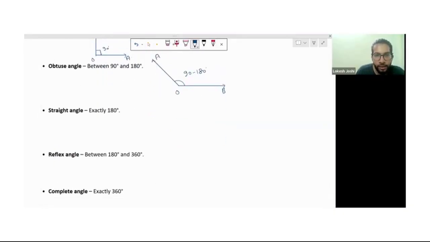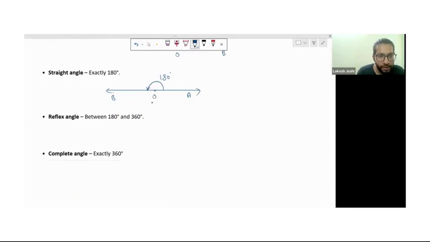Now the straight angle, we can directly find this from the definition or word itself. If we make angle on the straight line, okay, this one, we make it as O, here A, B, then this angle is straight angle and its measure is exactly equal to 180 degree.